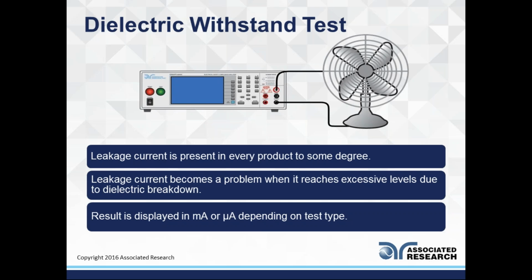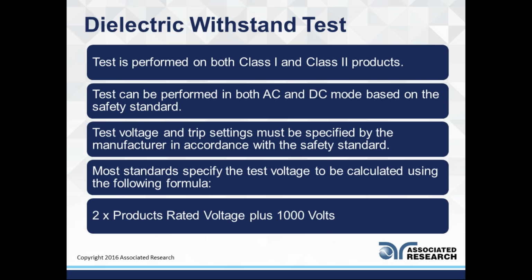The result is displayed in milliamps or microamps, ideally, depending on the test type. This test is performed on both Class 1 and Class 2 products. You might ask, how do you test on Class 2 products? I'm sure the question comes up a lot, but there are different methods, from wrapping in foil to different types of liquid materials you can apply. Sometimes, depending on your budget, you can get really creative.